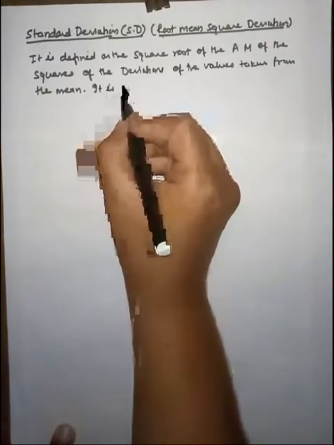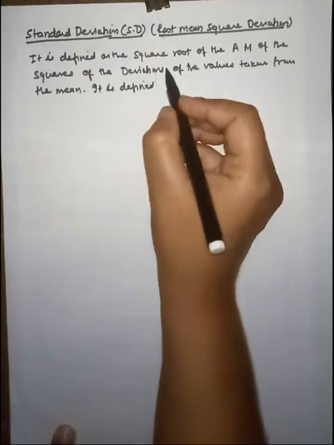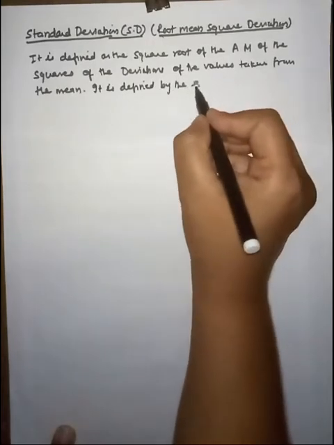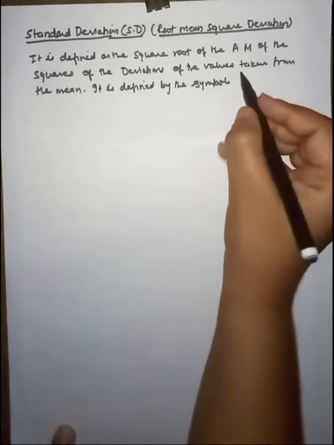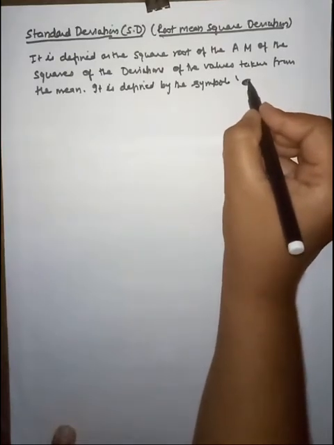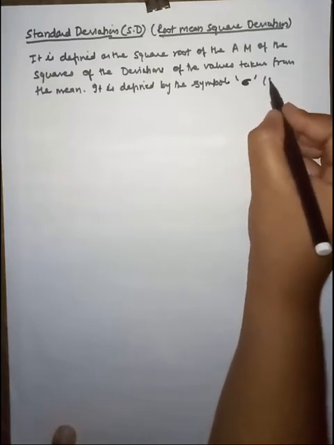It is defined by the symbol, this one, which is called sigma, right friend? So standard deviation is nothing but the square root of the arithmetic mean of the squares of the deviations of the values taken from the mean, and it is denoted by the symbol sigma, right friend?